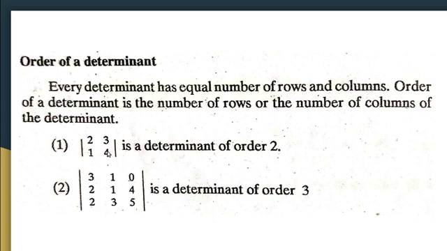So here we have a 2 by 2. Here we have a determinant that involves 2 rows and 2 columns. So it is a determinant of order 2. Here we have another determinant of a particular matrix. That is a determinant of order 3. There are 3 rows and 3 columns. So that is about the order of a determinant.